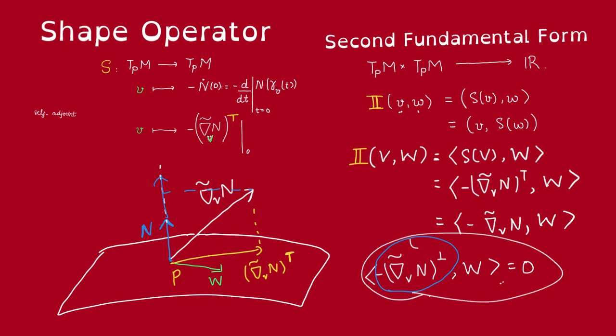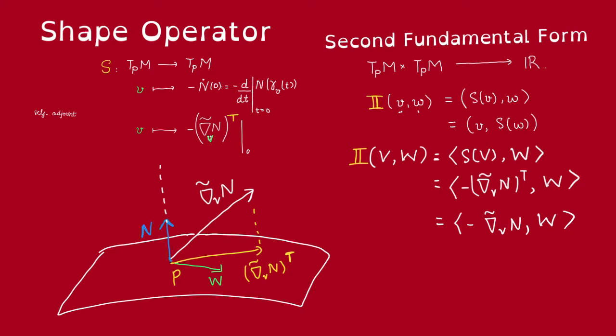So if we add this to this inner product, nothing changes. And thus we see that this inner product must be equal to this inner product. Again, when we take the inner product of this vector with W, the normal component will vanish because that's orthogonal to W. So what remains is just this tangential component. So we have that this is equal to this. Now we claim that this is just going to be the inner product of N with this connection.